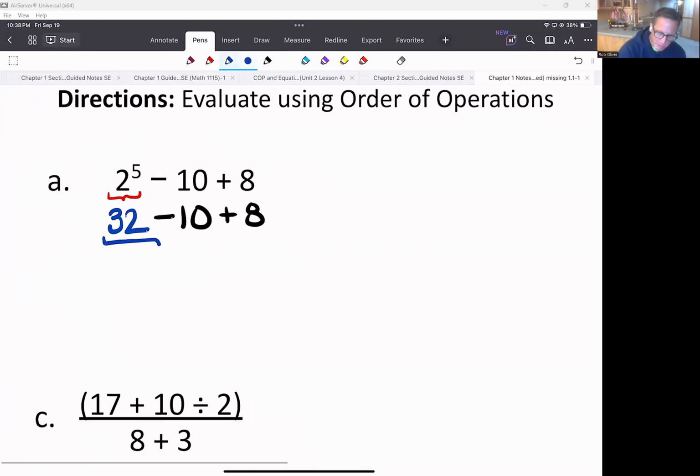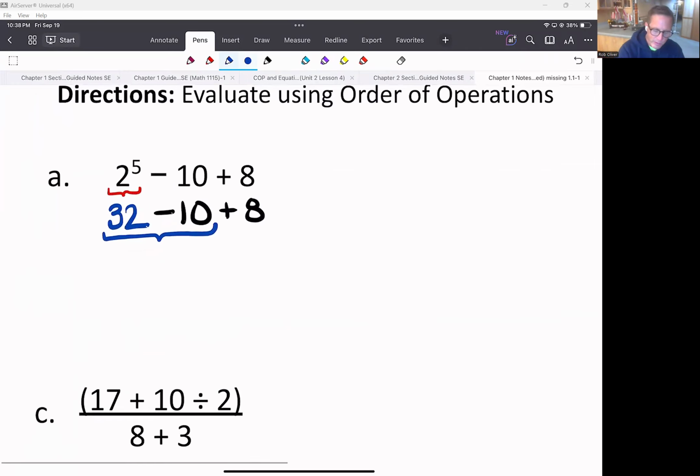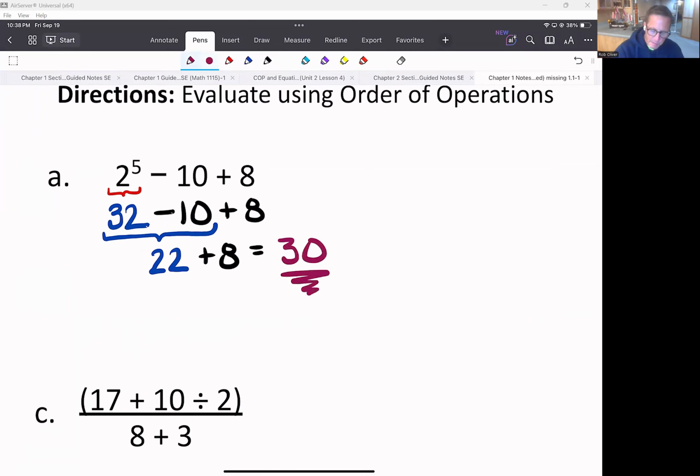So we're going to do 32 minus 10. Why? Because that's what happens first, right? That's what occurs first in the problem. So 32 minus 10 is 22. And then drop down the plus 8. And that should do it, right? 22 plus 8 is 30. Okay, we're done with that one. All right, pretty easy, right?